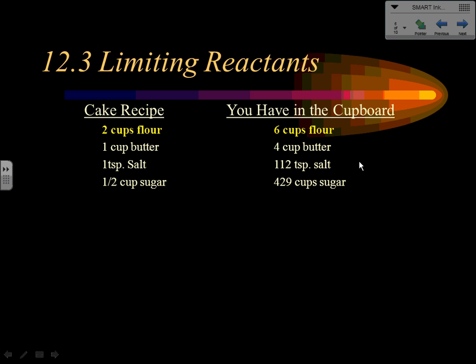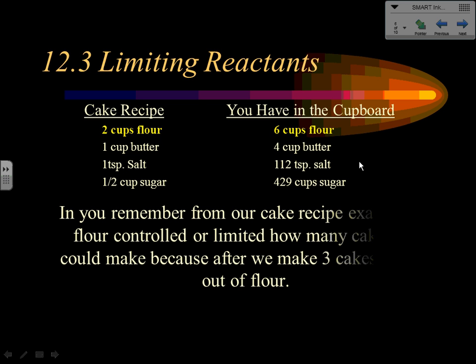So before we get into it for the chemistry problem, we're going to go back to a recipe to see the idea. Because if you can picture it with a recipe, you can do the same mathematical stuff with chemicals. So remember, from our cake example, flour controlled the reaction, was our limiting reactant, and we could only make 3 cakes because we ran out of flour. So that means I'm going to have butter and salt and sugar left over.